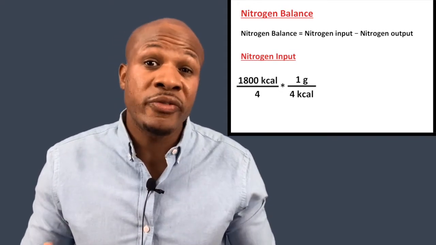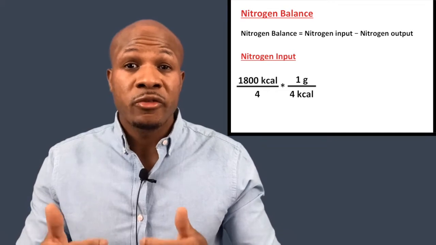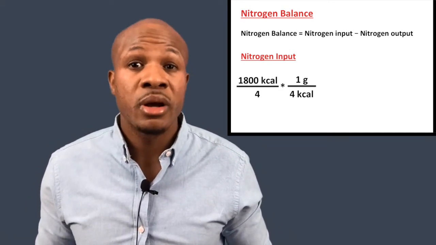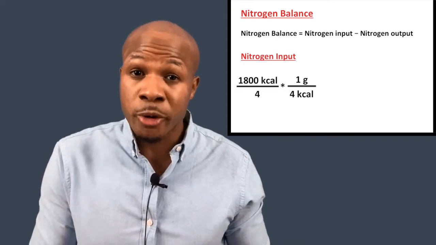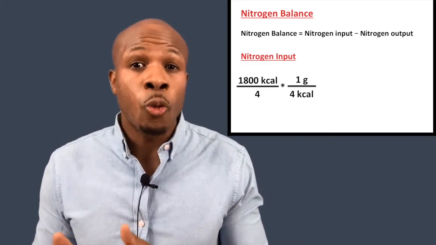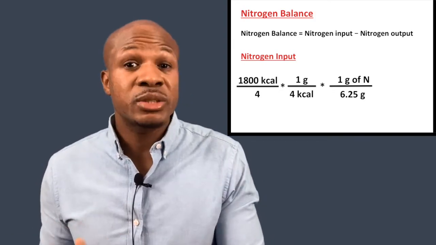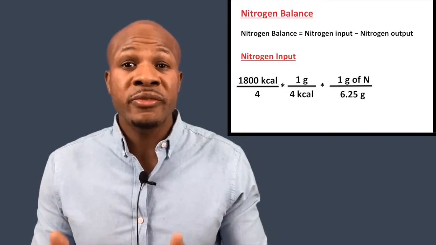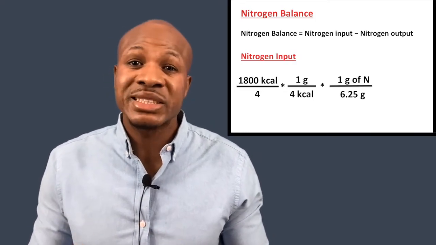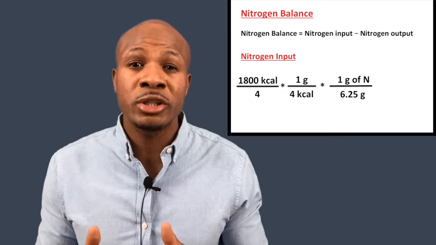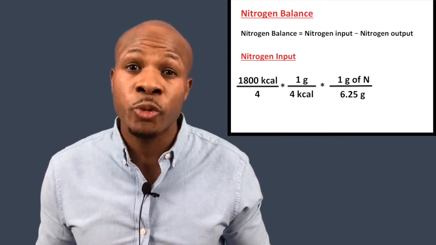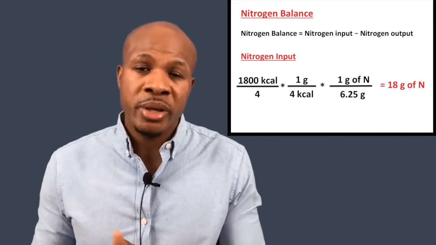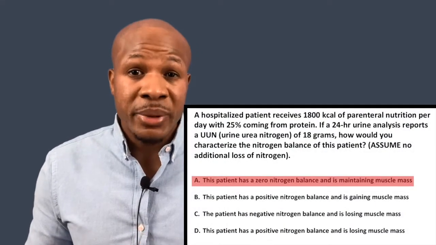And now we just need to do the final step, which is to convert from grams of protein to grams of nitrogen. And what's the conversion factor there? For every 6.25 grams of protein, there is 1 gram of nitrogen. 6.25 grams of protein is equivalent to 1 gram of nitrogen. So we need to divide 112.5 by 6.25. And when we divide 112.5 by 6.25, what do we get? We get 18 grams, which is exactly equal to the amount of nitrogen that this patient eliminates in a day.